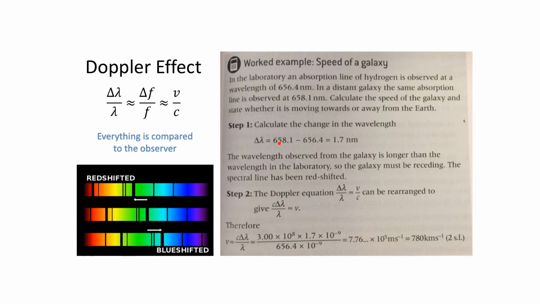So it's literally one minus the other, so 1.7 times 10 to the minus 9, or 1.7 nanometers. The wavelength observed from the galaxy is longer than the wavelength in the laboratory, so the galaxy must be receding, it must be moving away. The spectral line has been red shifted.